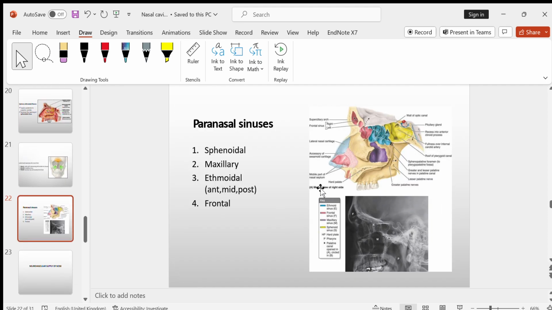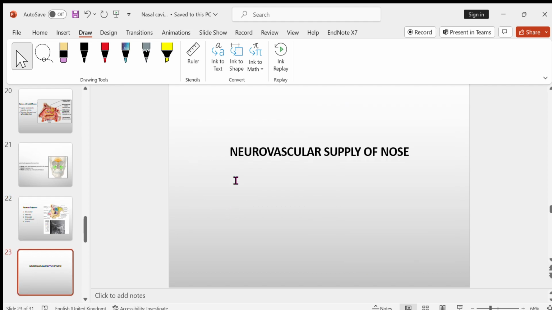We have four paranasal sinuses, as I've told you before: the sphenoidal sinus, the maxillary sinus, the ethmoidal sinus, and the frontal sinus. As I told you before, the sphenoidal sinus opens into the sphenoethmoidal recess, the maxillary sinus opens into the middle meatus, the ethmoidal sinus anterior and middle open into the middle meatus, the posterior one into the superior meatus, the frontal sinus also opens into the middle meatus.